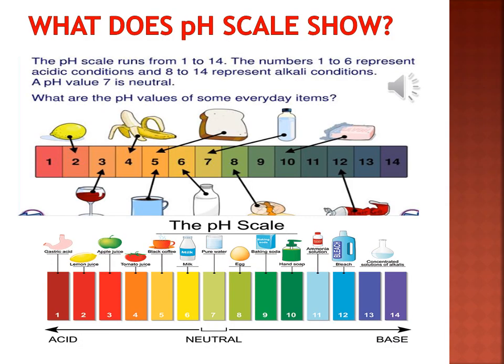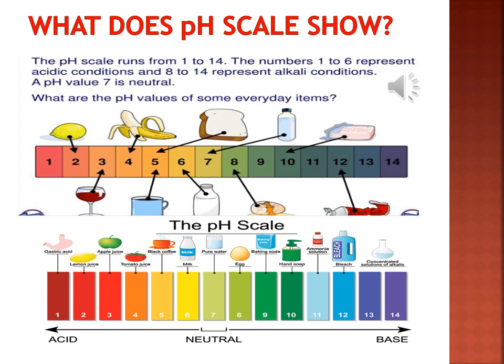In 1909, a Danish biochemist, Mr. Sorensen, came up with this idea of pH, where P stands for potenz. Potenz in German means power, and H stands for hydrogen. It is the element symbol, as you all know, for hydrogen. So pH is basically, in simple language, the power of hydrogen.